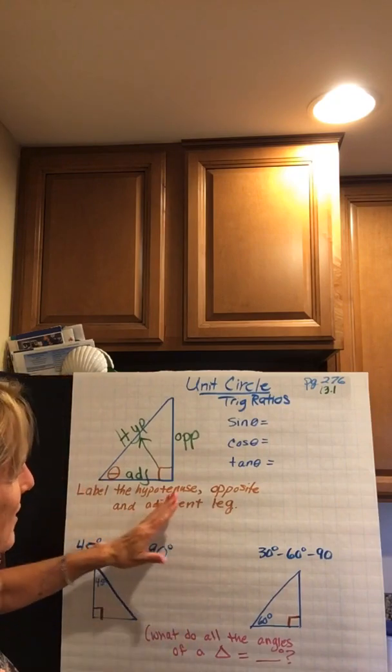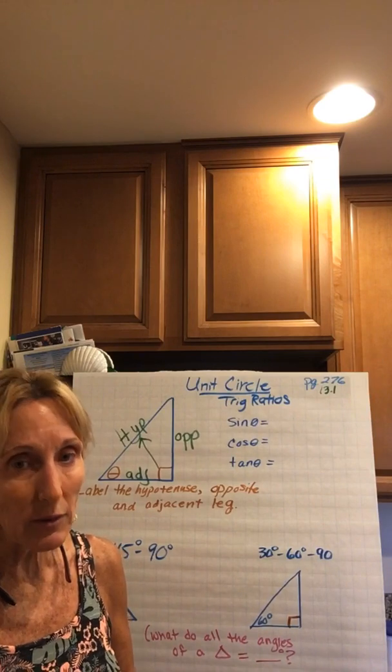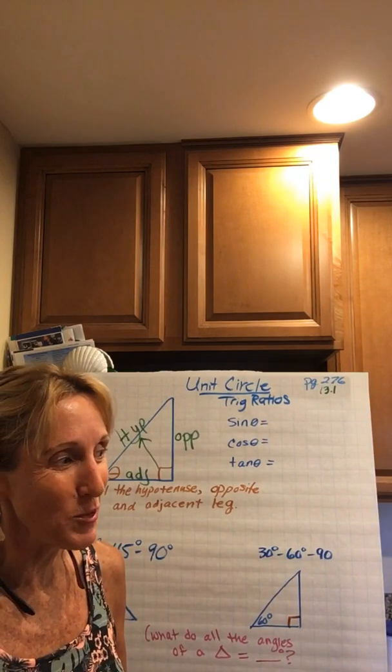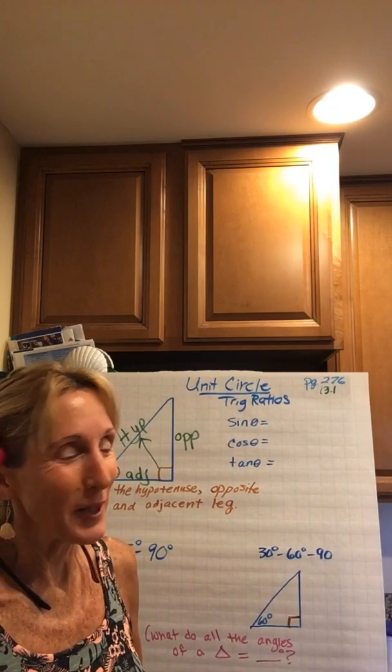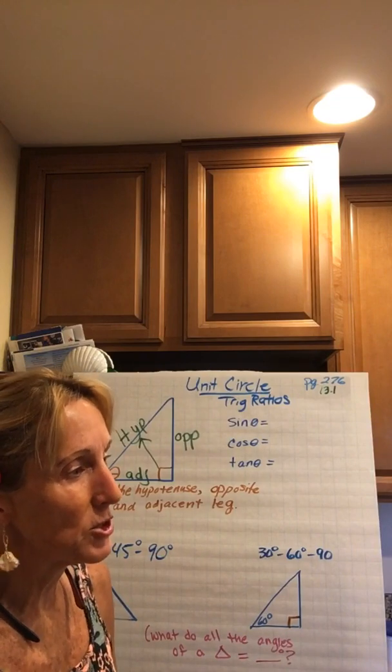So anyway, these are the sides of your right triangle, and it's for your right triangles only. They have to have 90 degrees. So, oh my goodness, right triangles. So we can come up with the trig ratios.